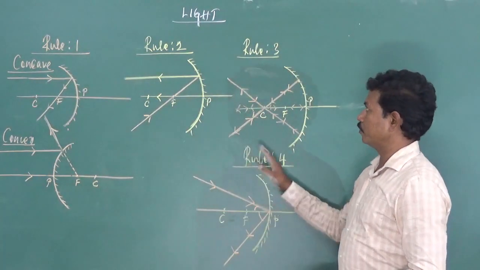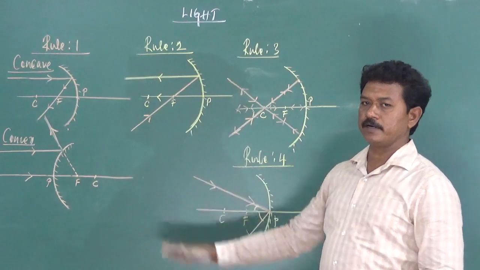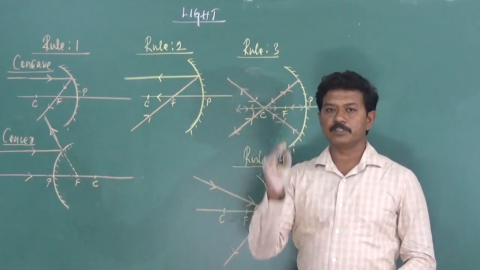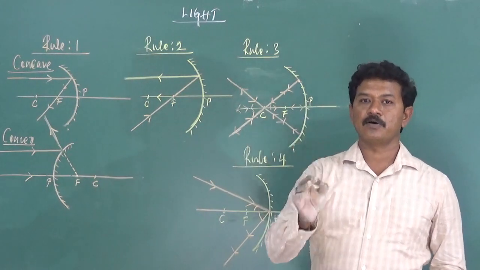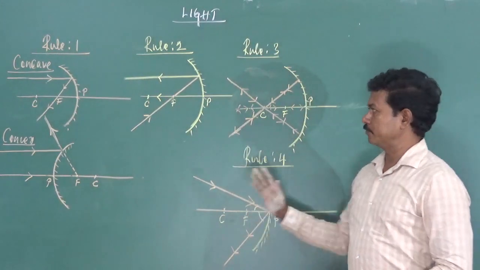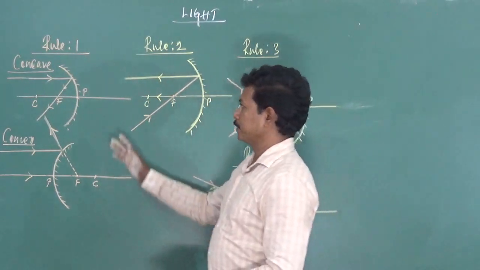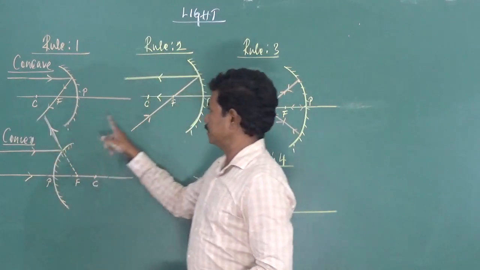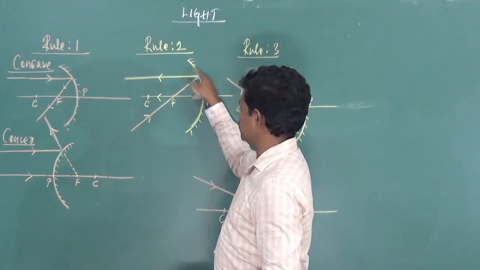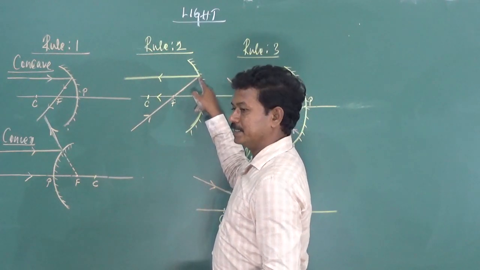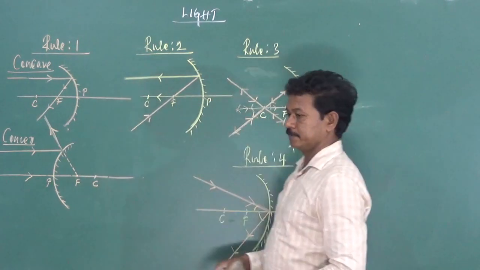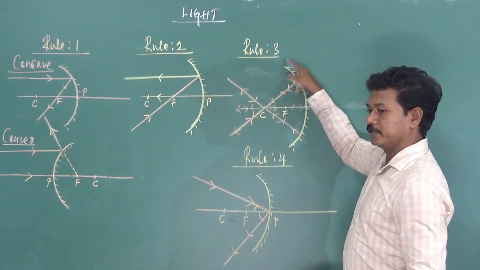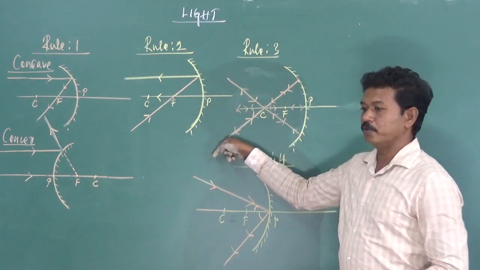So these are the 4 rules which are very much required for drawing ray diagrams, and the sign conventions you have discussed earlier are very much required for solving numericals on mirrors. So all the four are very important. I will repeat it once again. If a light ray traveling parallel to the principal axis falls on the mirror, after reflection it passes through the principal focus. If a light ray is traveling through the principal focus and falls on the mirror, then after reflection it travels parallel to the principal axis. The third rule is that if a light ray is passing through the center of curvature of the mirror, then after reflection it is going to retrace its own path.